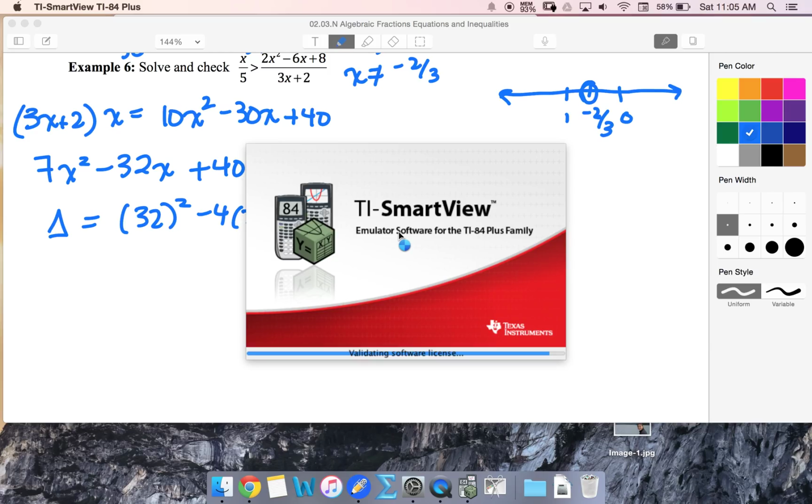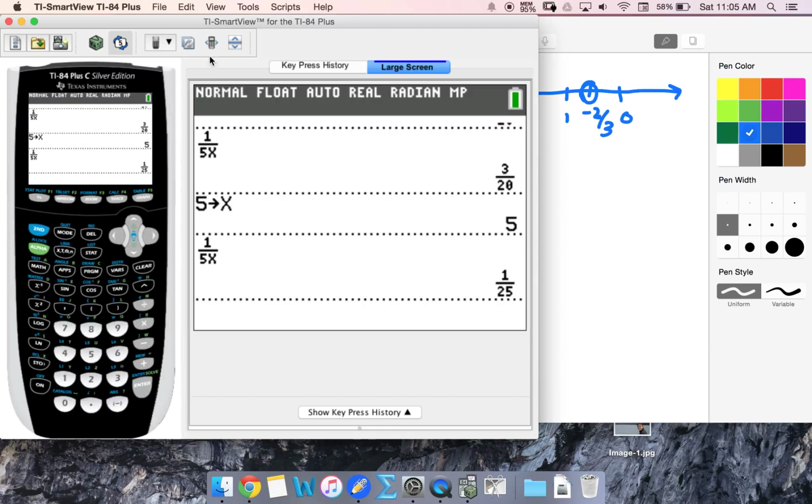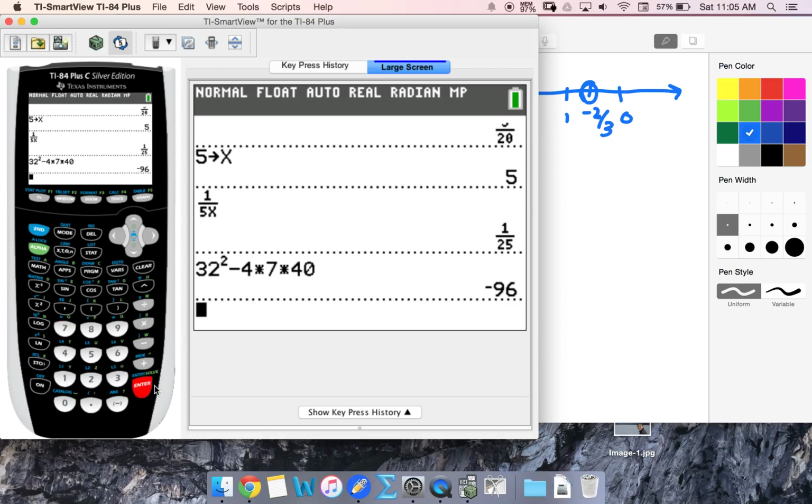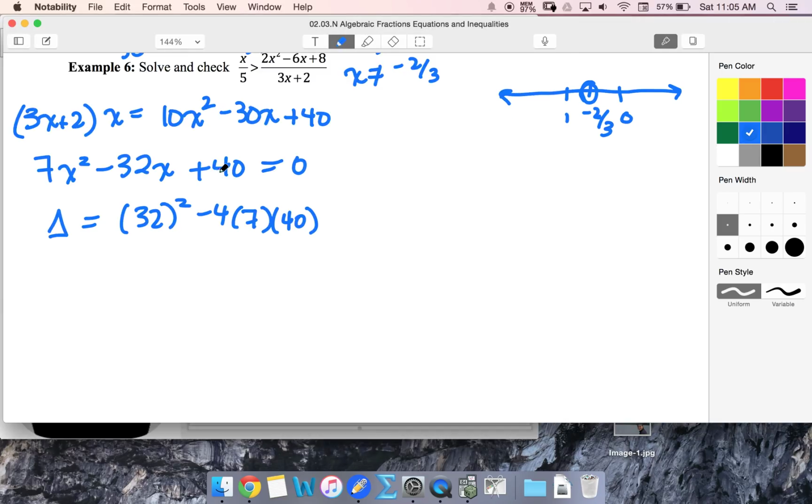Do a quick little test here. Hopefully my calculator will open quickly. All right, so we had 32 squared minus 4 times a times c, and that gives us a negative number. So this left-hand side is never equal to this right-hand side, so I don't have anything else to add to my number line. The only thing I care about is this negative 2/3.